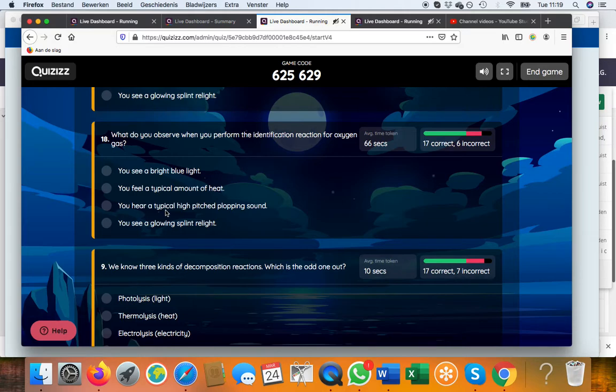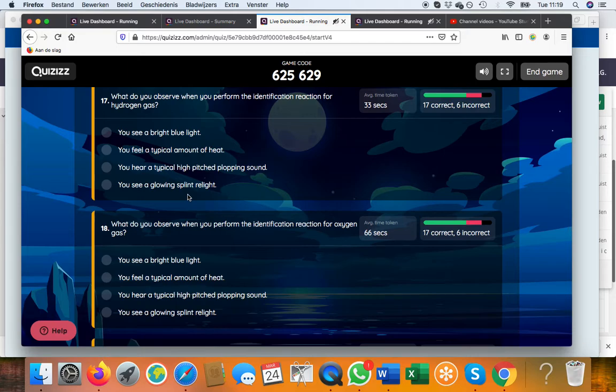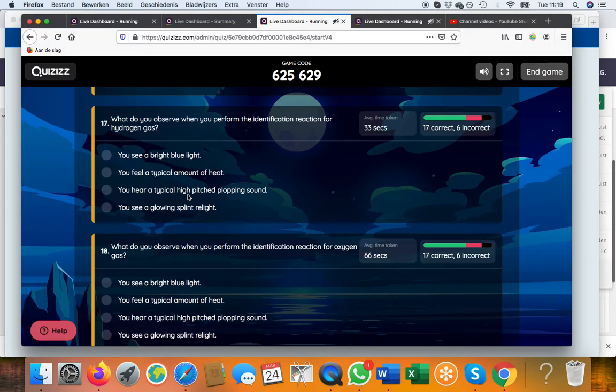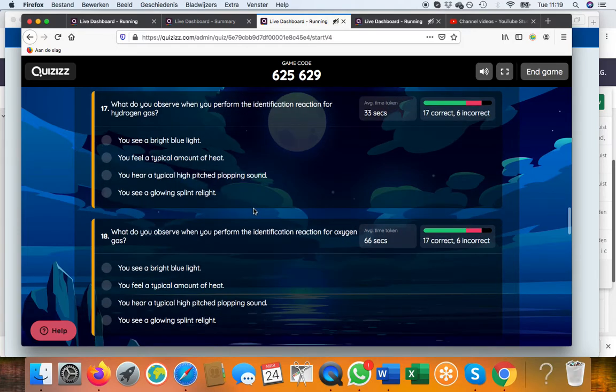What do you observe when you perform the identification reaction of oxygen gas? Now, you all saw this when we did the demo in class. You see a glowing splint relight. And the one above, identification reaction for hydrogen gas, is the high-pitched plopping sound. If you're wondering how could you have known, even not being in class, the presentation had some links to some videos showing these reactions.